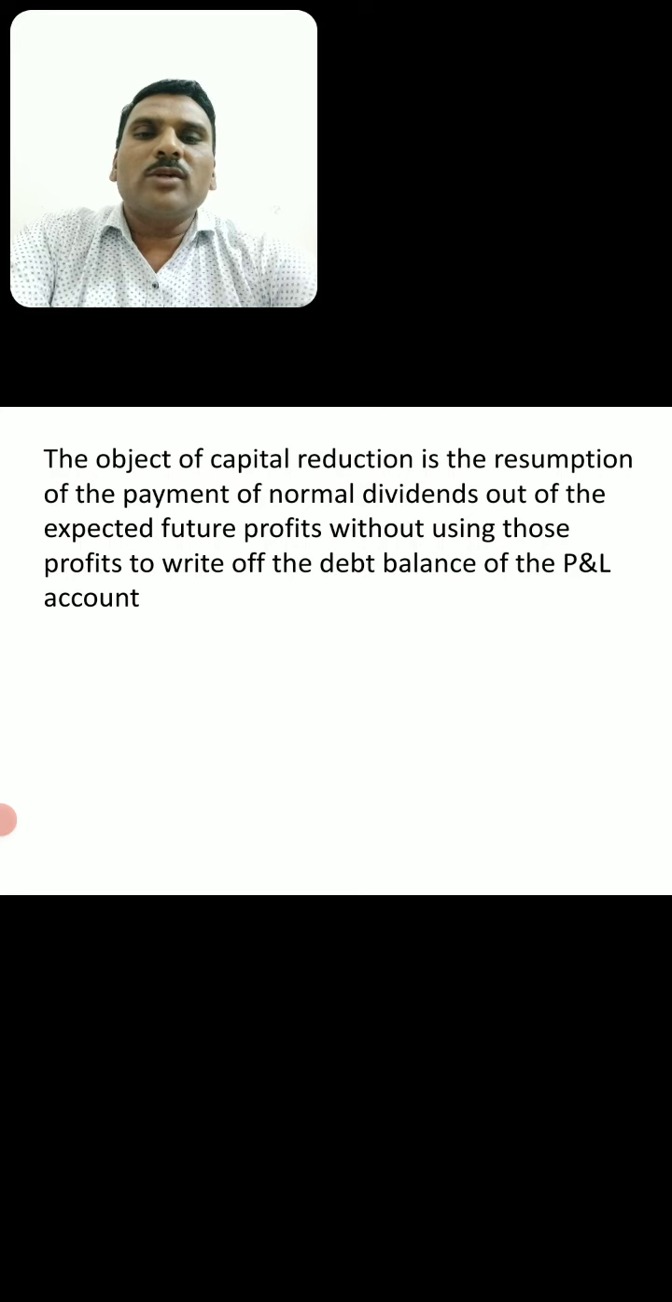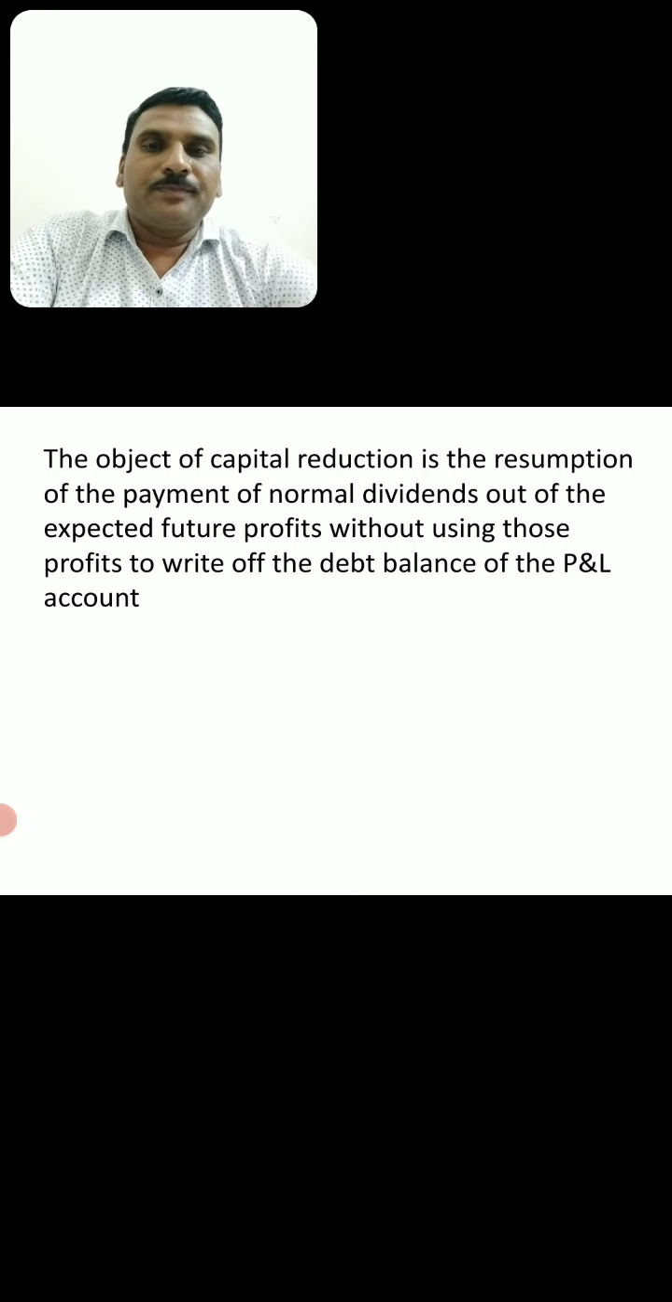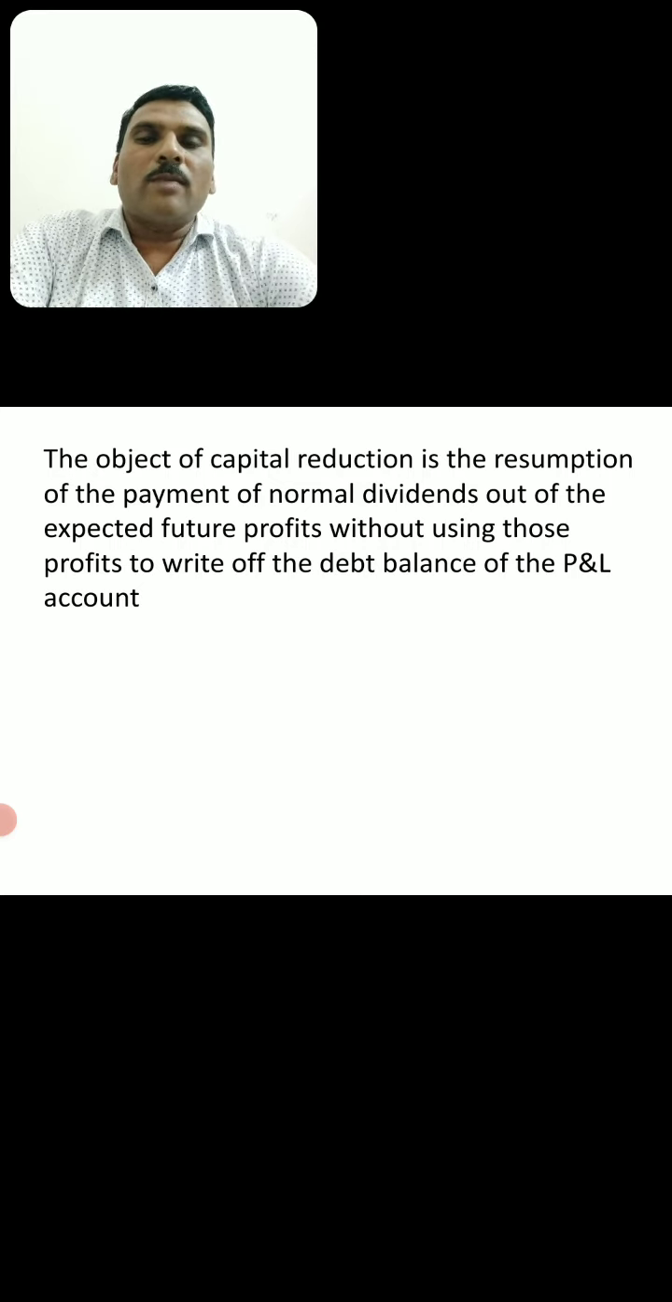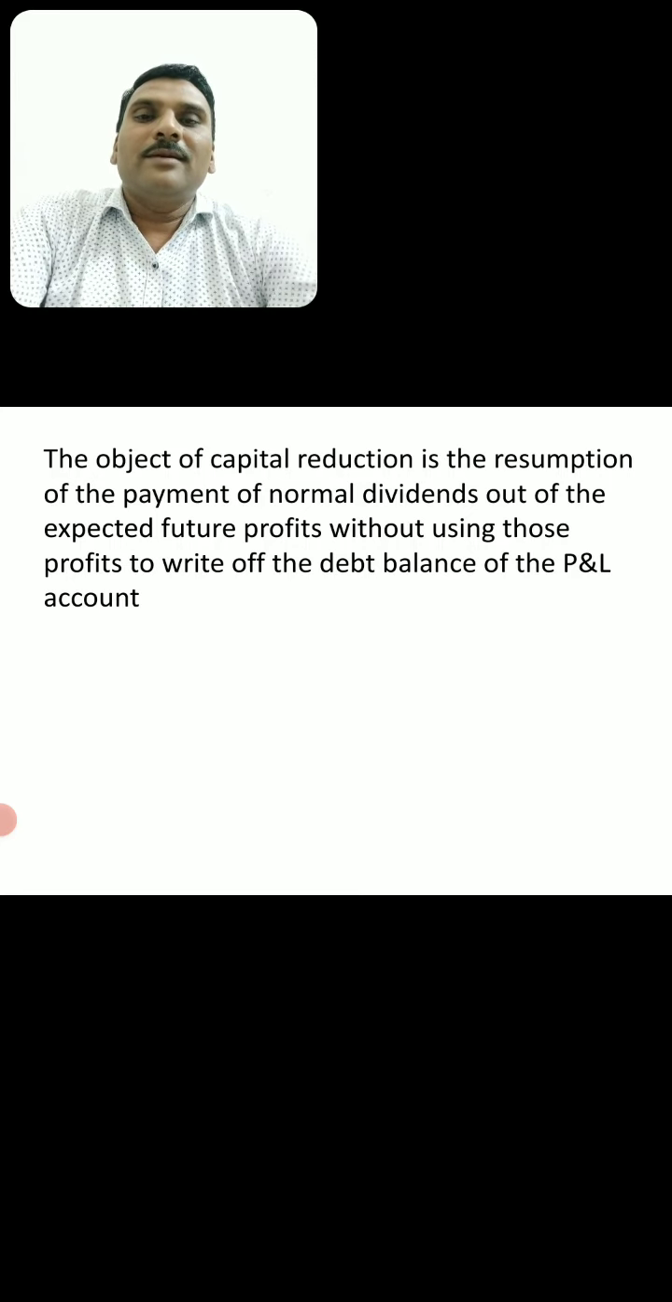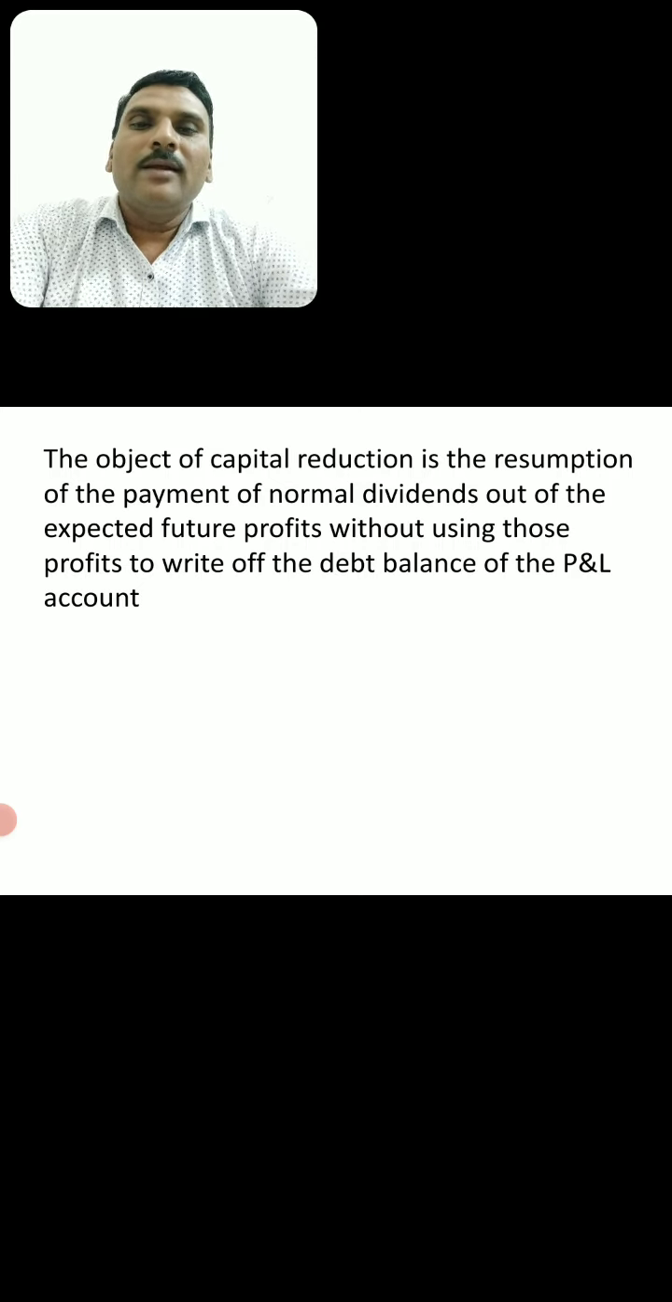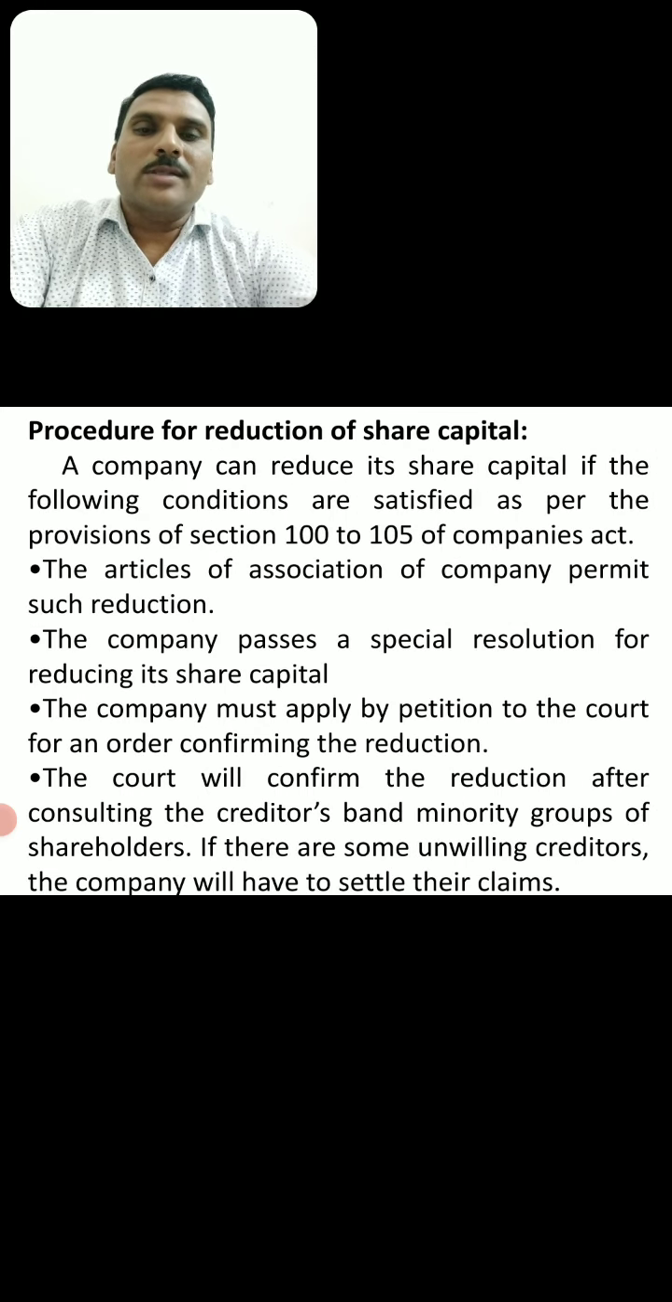The main object of capital reduction is repayment of normal dividends to the shareholders from the expected future profits. So this expected future profit cannot be used for the purpose of writing off the debit balance of profit and loss account. There are some procedures for reduction of share capital.